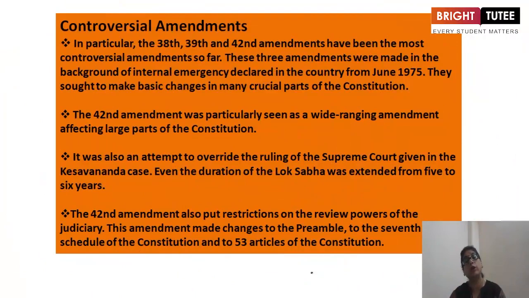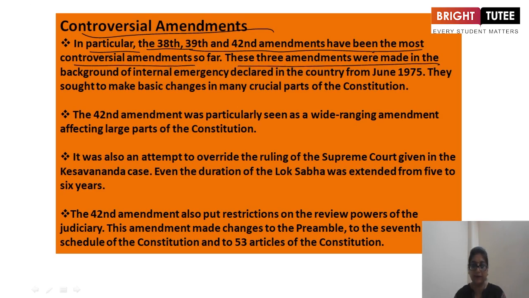Let's move to the controversial amendments. What are controversial amendments? Which are full of controversies. That means which could have faced some problems. So in particular, the 38th, 39th, and 42nd amendments have been the most controversial amendments. These three amendments were made in the background of the internal emergency declared in the country from June 75.